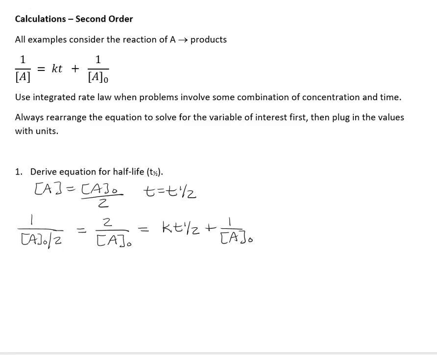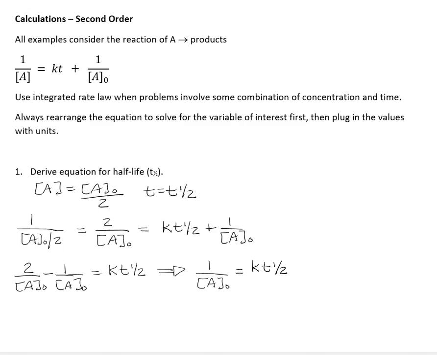We'll subtract 1 over A naught from both sides. So on the left side, we have 2 over A naught minus 1 over A naught equals KT 1/2. So the left side already has a common denominator, and that combines pretty easily. So we have 2 minus 1 is 1. So we end up with 1 over A naught equals KT 1/2.